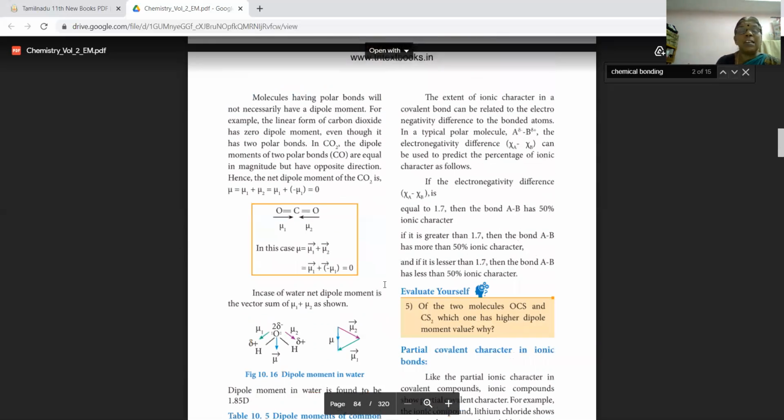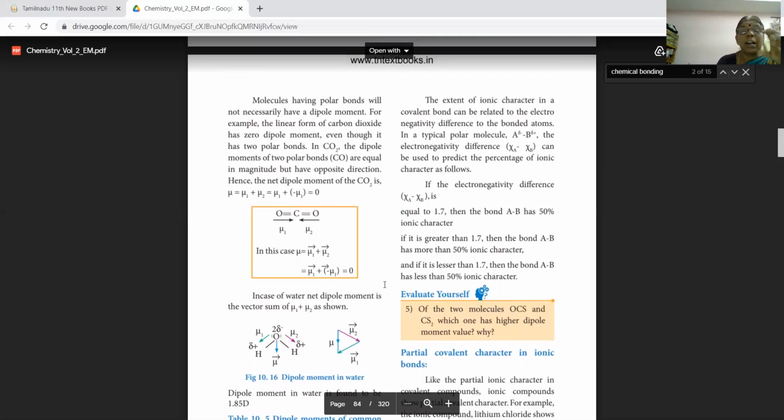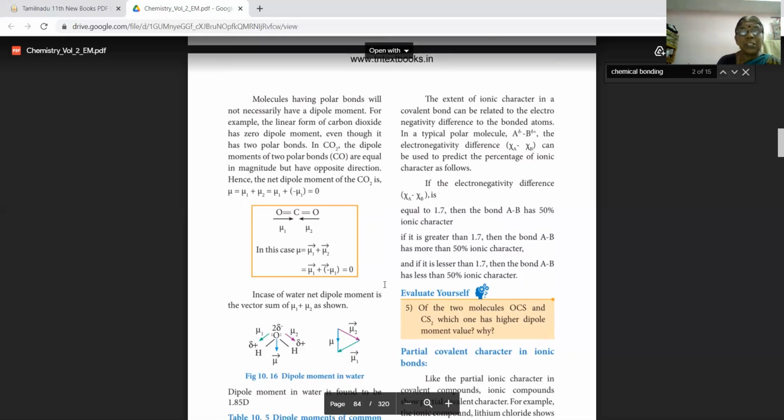Molecules having polar bonds will not necessarily have a dipole moment. For example, the linear form of carbon dioxide has zero dipole moment even though it has two polar bonds. In carbon dioxide, the dipole moments of the two polar bonds, that is the two carbon-oxygen bonds, are equal in magnitude but opposite in direction. Hence, the net dipole moment of carbon dioxide is 0. That is, mu equal to mu1 plus mu2, and mu2 is nothing but the negative of mu1, so that is minus mu1. Both get cancelled and we get the value as 0.